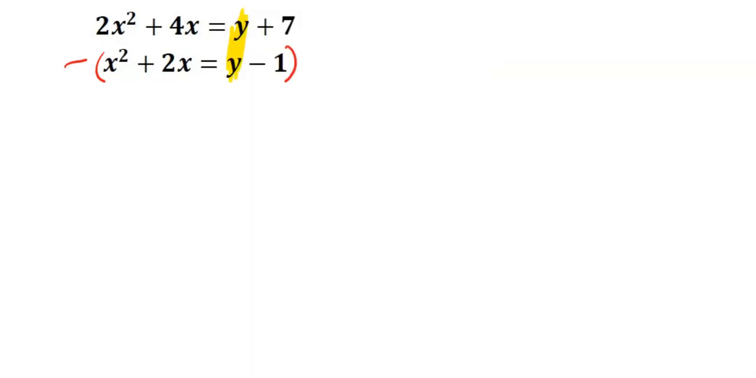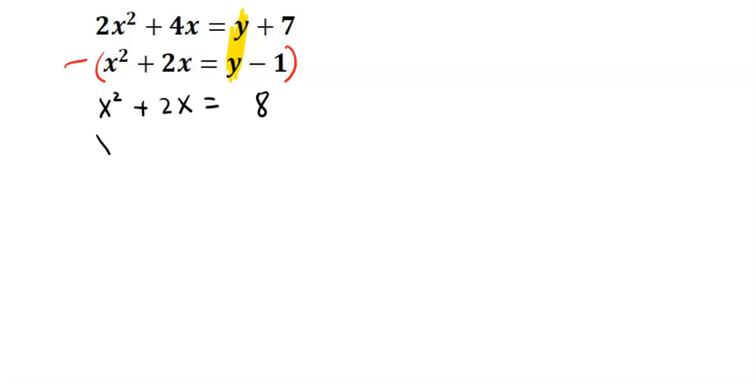So 2x squared minus x squared is x squared. 4x minus 2x is 2x. y minus y, those cancel each other out. And 7 minus negative 1, subtracting negative 1 becomes plus 1, so 7 plus 1 is 8.